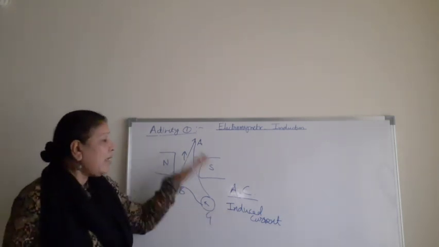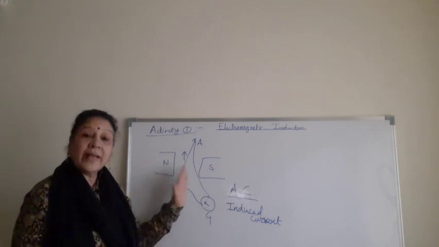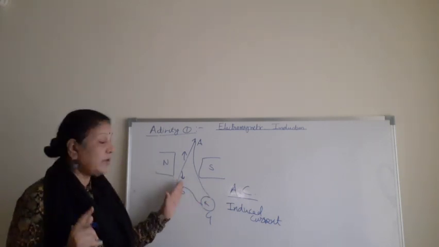So what happens here when we are moving it up and down: the magnet is fixed, but only the wire is moving.